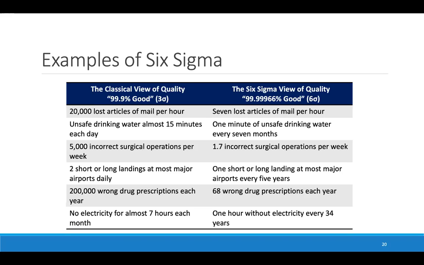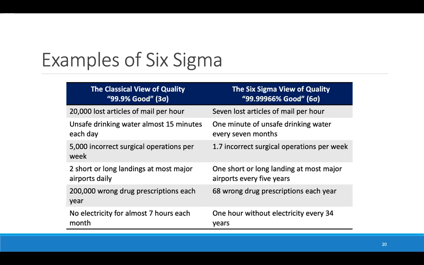So some examples on either side. On the left, 20,000 lost articles of mail per hour. On the right, 7 lost articles of mail per hour. On the left, unsafe drinking water for almost 15 minutes each day. Or on the right, 1 minute of unsafe drinking water every 7 months.